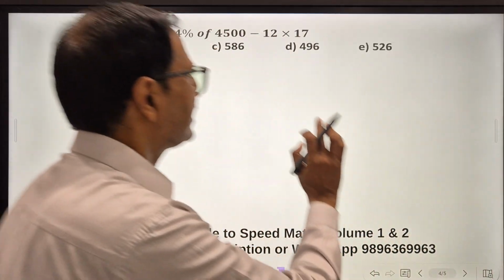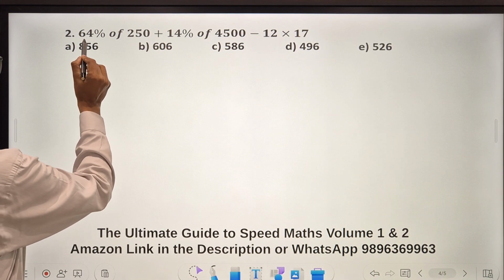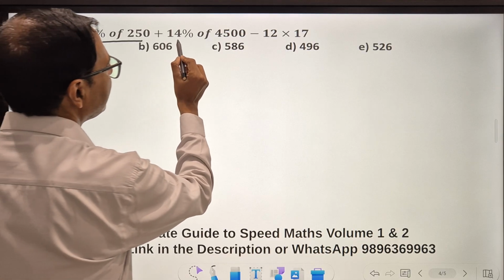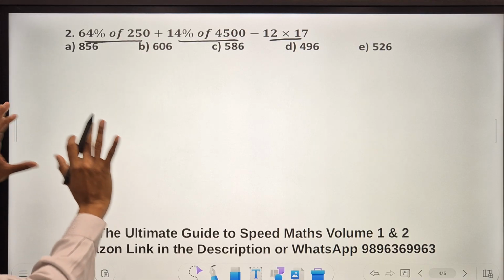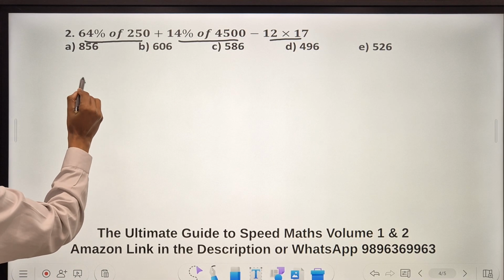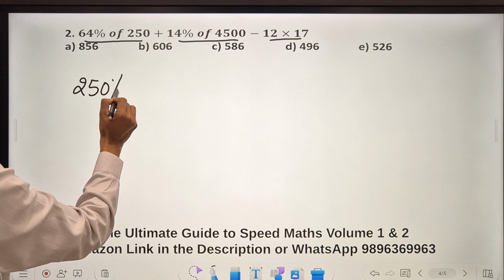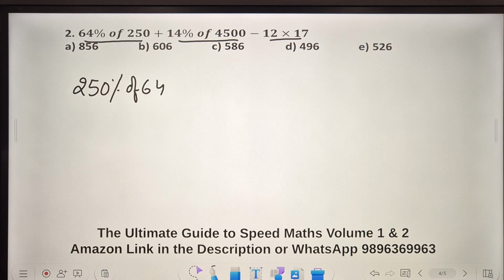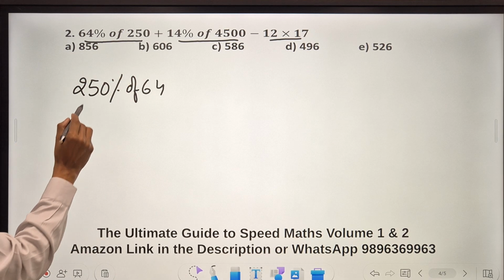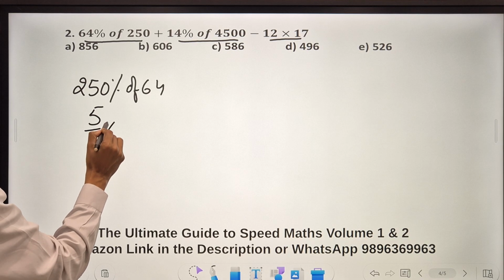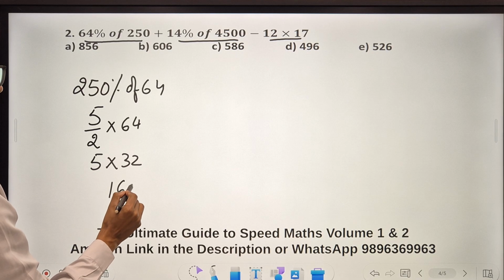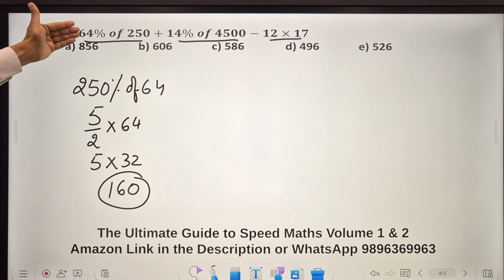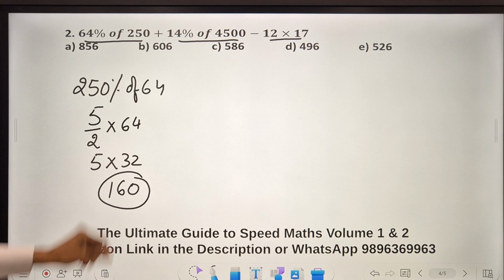Okay, so friends, let's see another question. Here we have a percentage. Here we have another percentage. Here we have a product. Now look at the tricks. 250 is an easy number to handle. So I will visualize this percentage differently. Not 64% of 250, I will write 250% of 64. Why? Because 250% is actually 5 by 2. And 5 by 2 of 64 is 5 times 32, which is exactly 160. So 64% of 250 is 160.